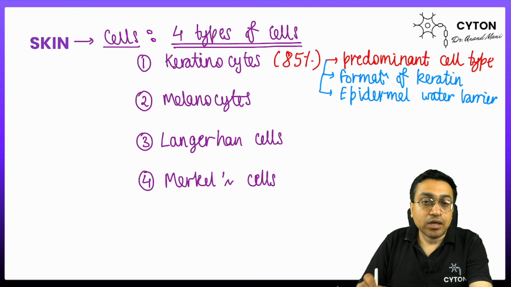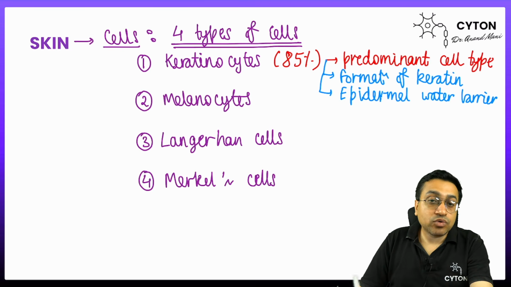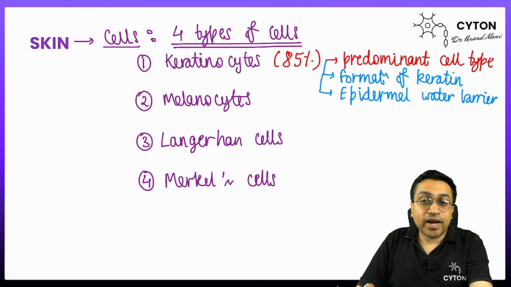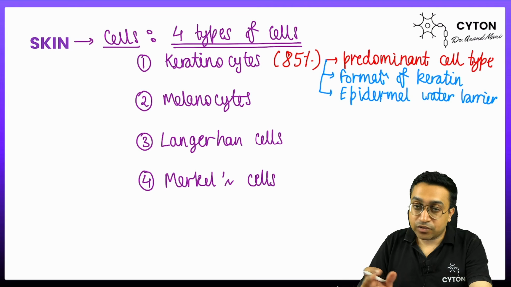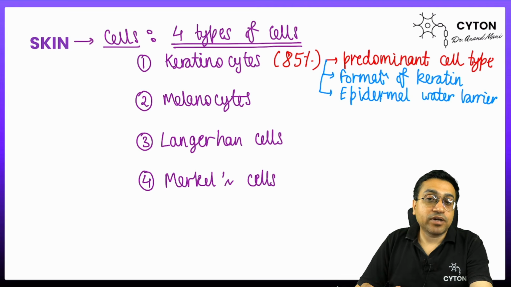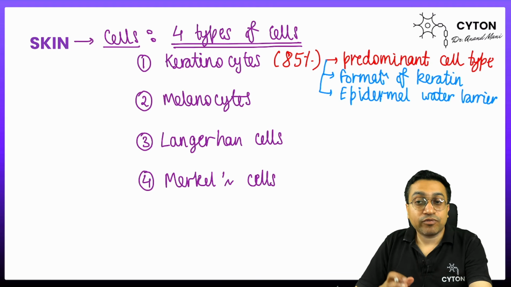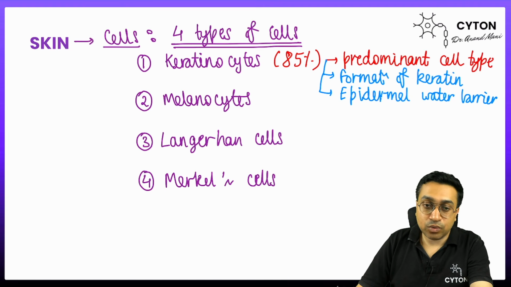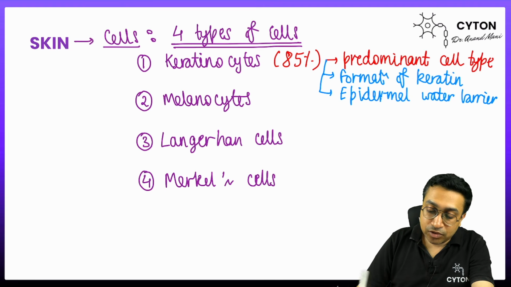So keratinization, what is keratinization? The keratinocytes synthesize the keratohyaline granules, and later the keratohyaline granules release the keratin filaments into the cytoplasm, and these filaments get aggregated with the help of filaggrin and trichohyaline proteins. This entire process is known as keratinization, okay. So that is something you can know.